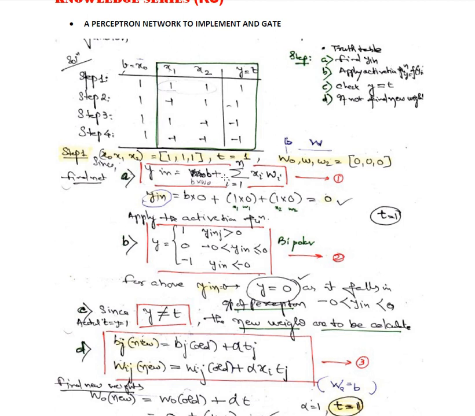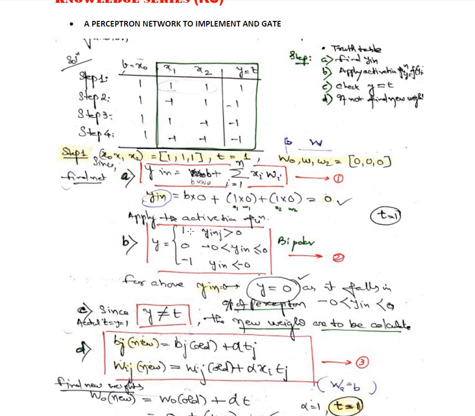Yin is nothing but b into w0 plus sigma i equals 1 to n of x_i w_i. Here you are having 2 inputs, so i is equal to 1 to 2. So you are finding Yin equals b into 0 plus 1 into 0 plus 1 into 0. So you find the value of Yin. Now once you have got the value of Yin, what is next?